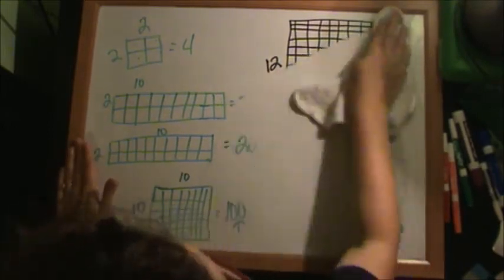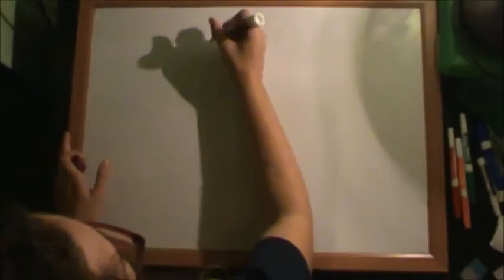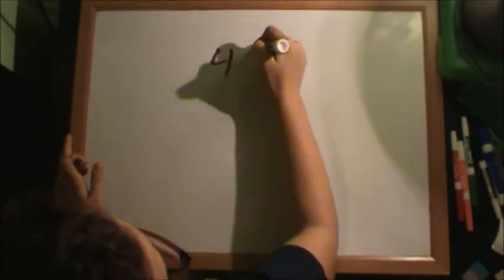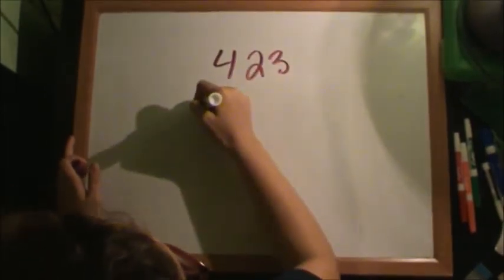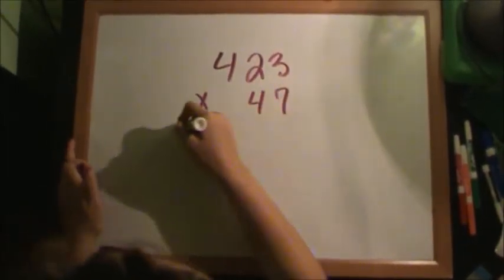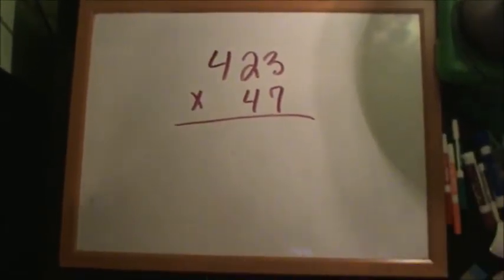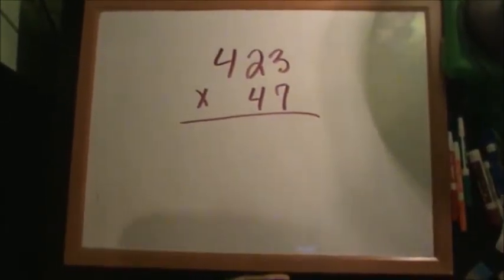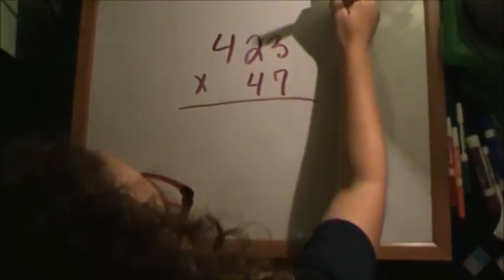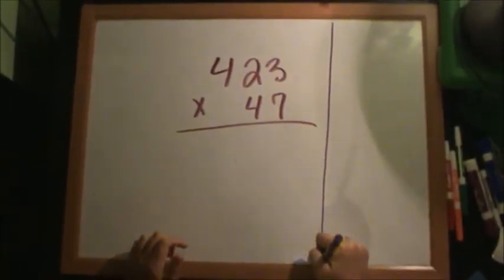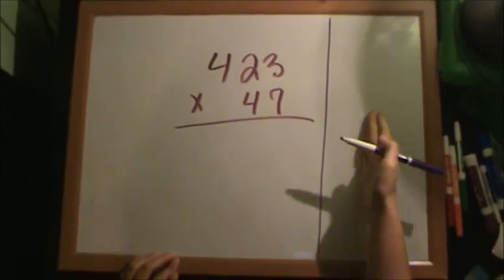And I don't need this anymore. So let's do, I don't know, 423 times 47. Okay, standard algorithm. I'm going to do standard algorithm first, and then I'm going to show you all the skip steps over here.